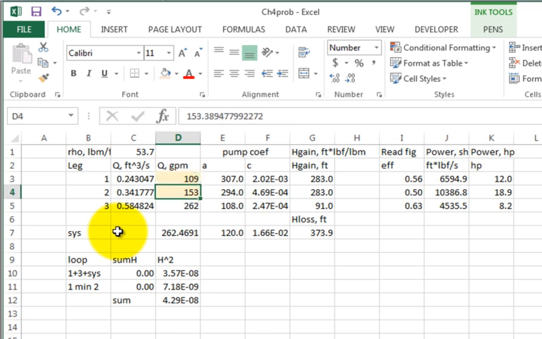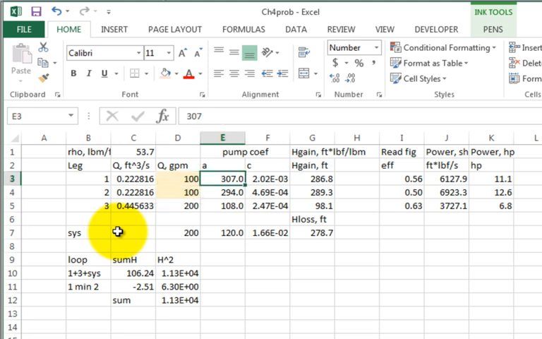Maybe I start and I say, I think it's 100 GPM in 1 and 100 GPM in 2. That's initial guess. Well, that's going to force 3 to be 200 GPM, right? Because Q3 is the sum of Q1 plus Q2 in our network. And so I didn't iterate on 3 Qs. I'm going to iterate on 2 Qs. And then I know the coefficients, so I get the head gain for each of these pumps.